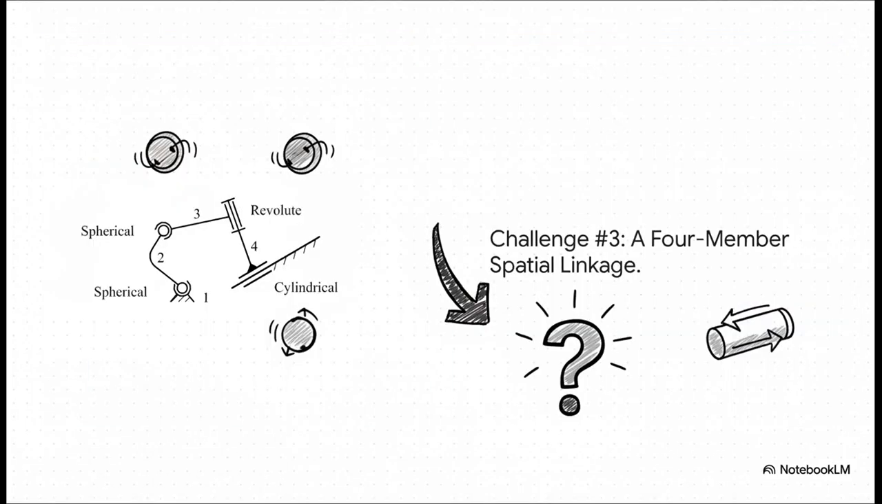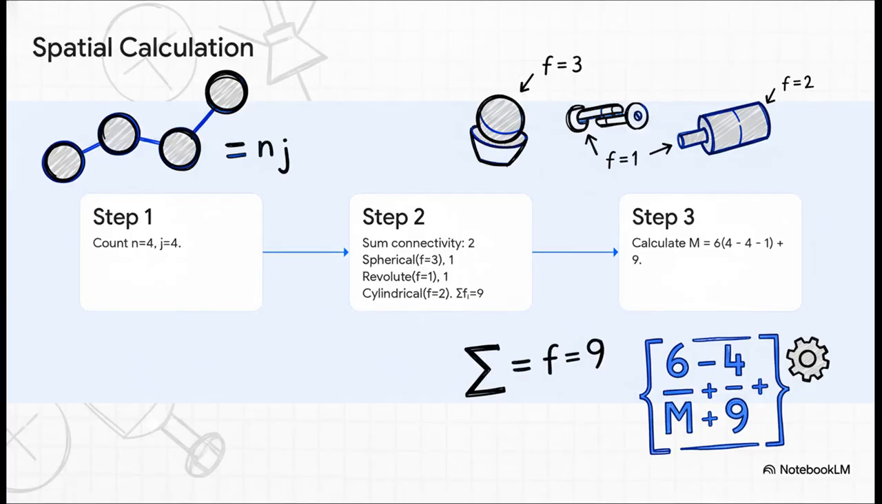Okay, check this out. This is a spatial mechanism. And notice the different kinds of joints. We've got spherical joints, kind of like your shoulder, a regular hinge joint, and even a cylindrical joint that can both spin and slide. The question is still the same though: what's its mobility? The process is exactly the same, we just have to be extra careful with our joint types.